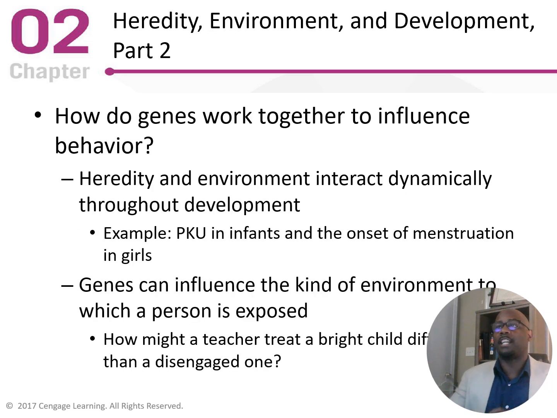How do genes work together to influence behavior? Well, heredity and environment interact dynamically through development. Right. Examples are PKU in infants and the onset of menstruation in girls. Genes can influence the kind of environment to which a person is exposed. How might a teacher treat a bright child differently than one that's disengaged?